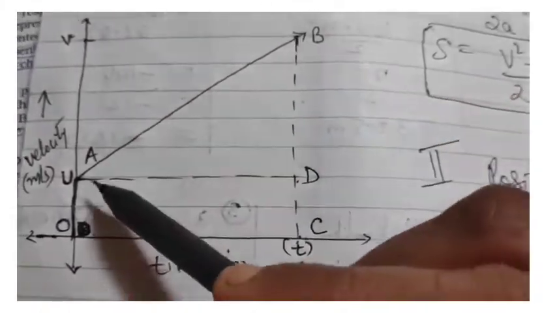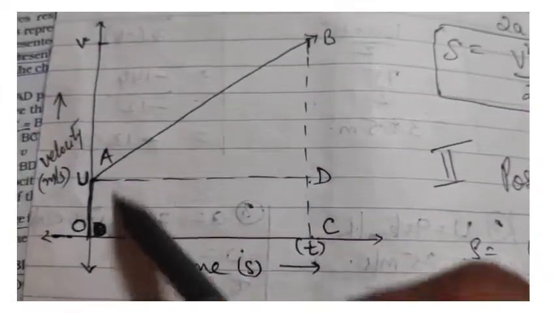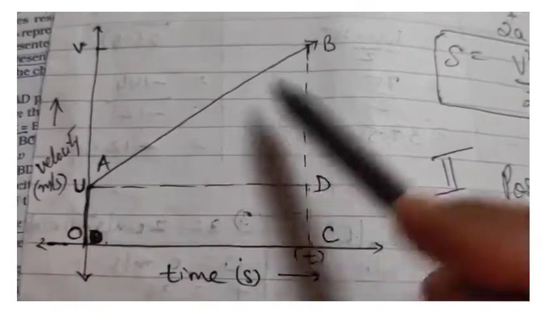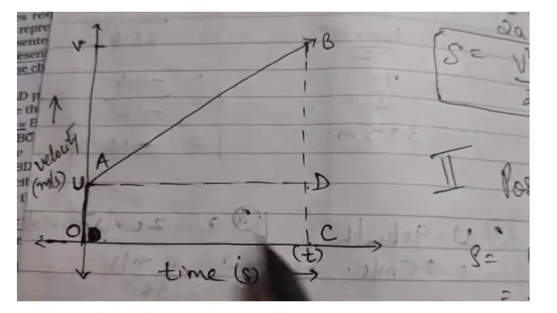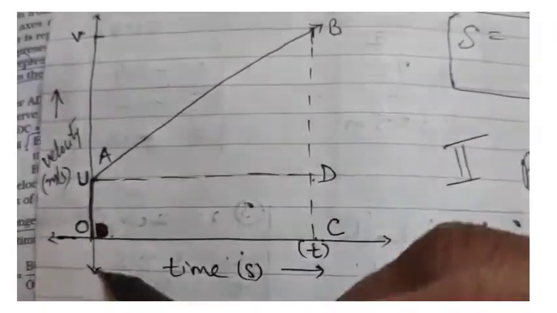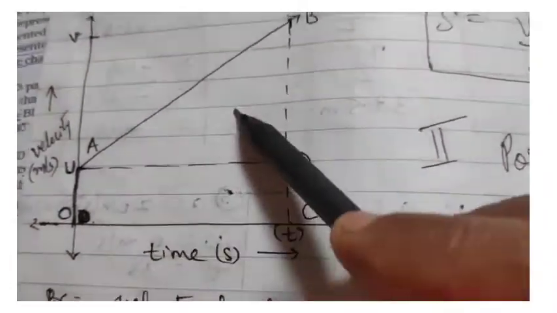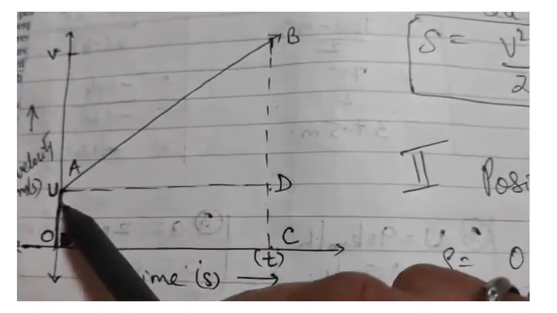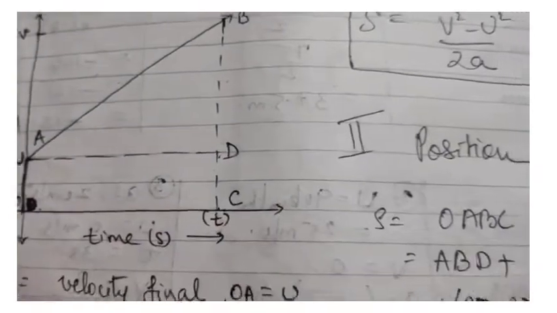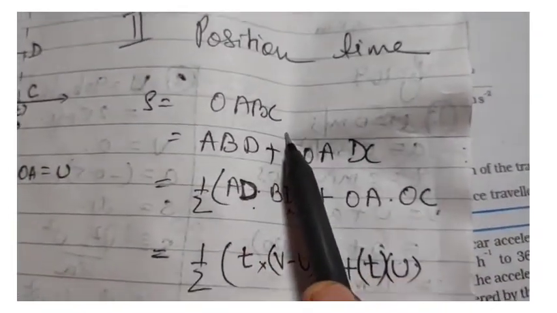Area under the graph will be OABC. What is this figure called? It is a trapezium, having one pair of opposite sides parallel and the other opposite sides non-parallel. So here it's a trapezium OABC. If you find the area of this trapezium, it will be the distance covered by the body moving from A to B in a given time t. So S will be equal to the area of OABC.